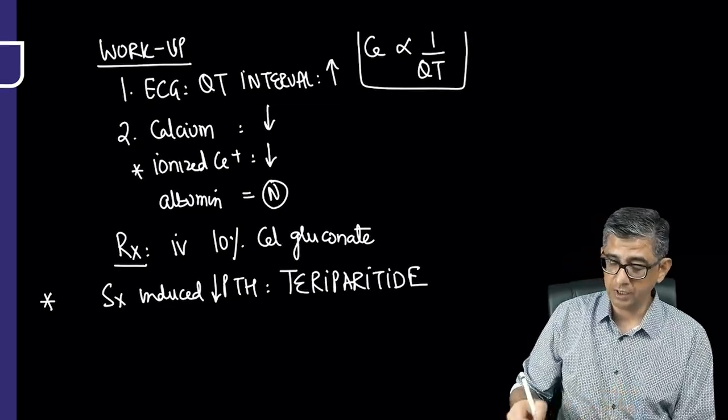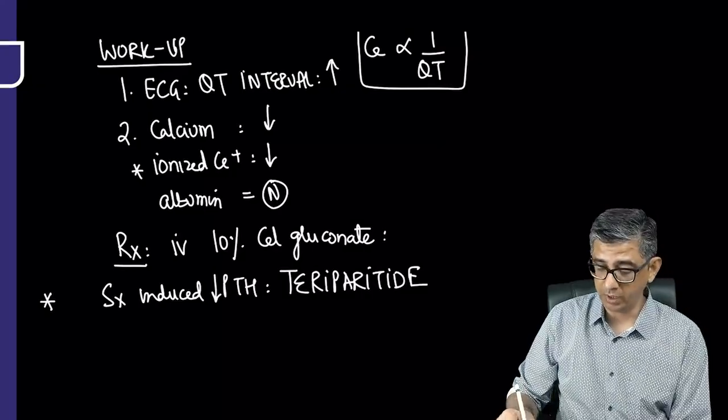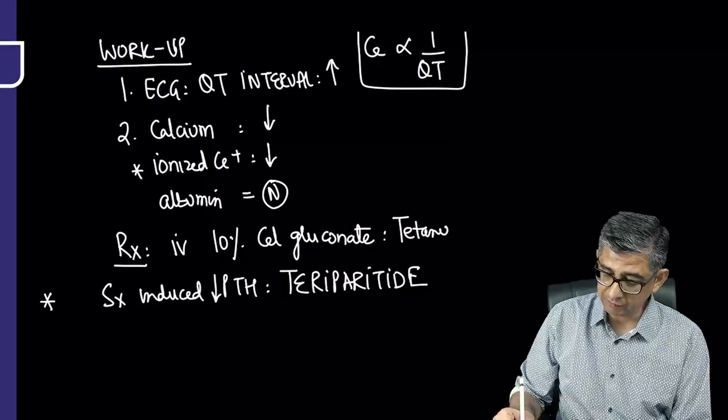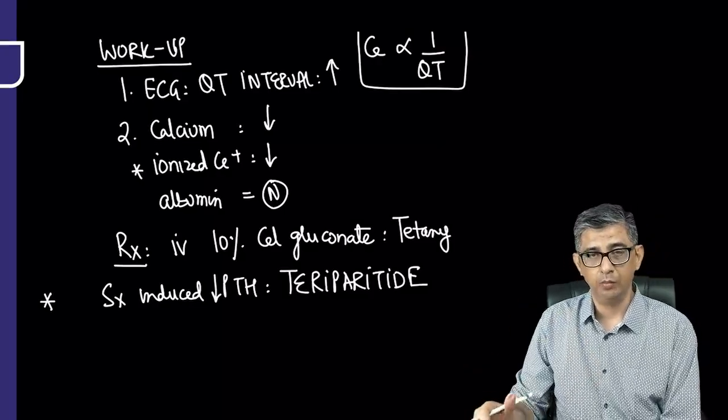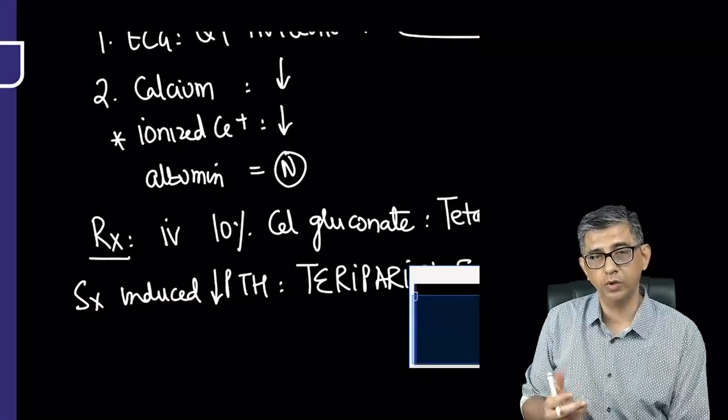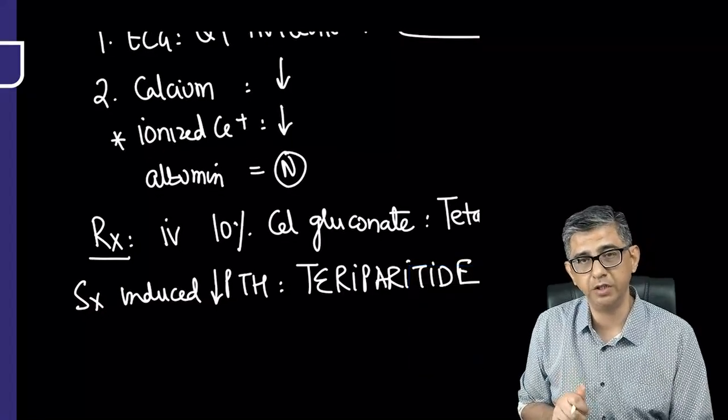Otherwise, if the question asks for first line management of symptomatic hypocalcemia, or what is the treatment for tetany, the first line management for tetany is calcium gluconate. But this is not going to be a permanent solution, so you need to find a solution in the form of teriparatide injections for the patient.